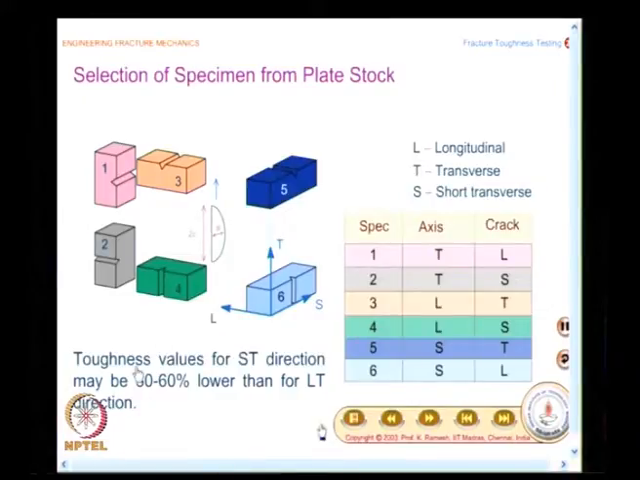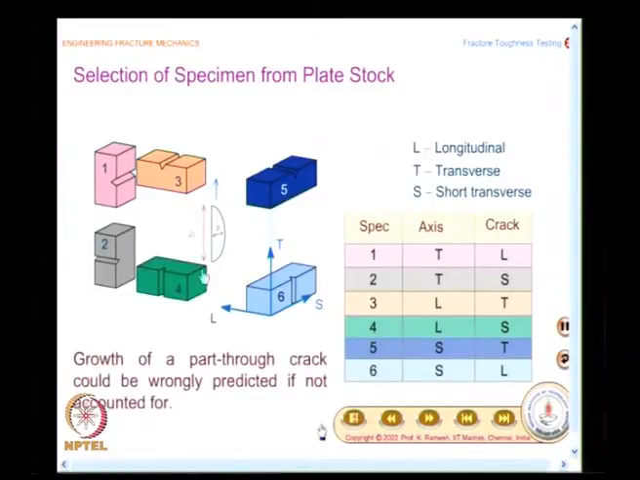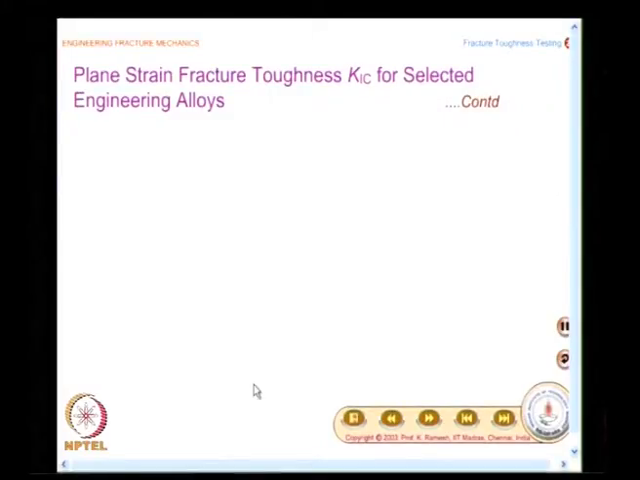And you have to note that toughness values for ST direction may be 30 to 60% lower than for LT direction. So, in the case of a part through crack, if you do not know these variations, the growth could be wrongly predicted. In fact, we had also looked at what are the other relevant standards in connection with fracture toughness testing.